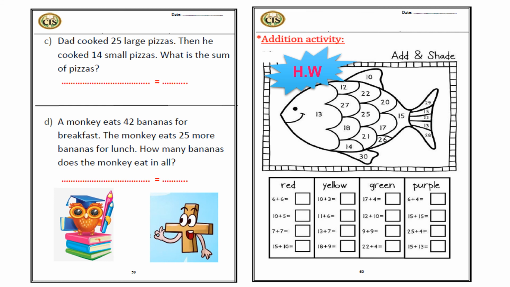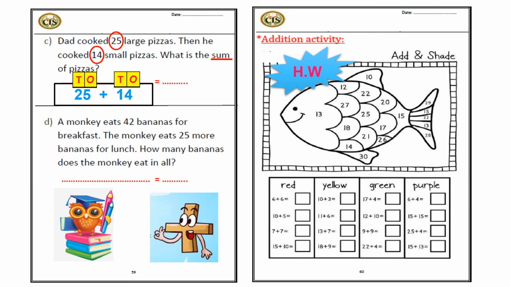Page 59. In letter C, we have a new word problem. Let's read. Dad cooked 25 large pizzas, then he cooked 14 small pizzas. What is the sum of pizzas? So, first thing we do, circle numbers. Number 2, search the keywords of addition. We have here sum. Underline the keyword sum.